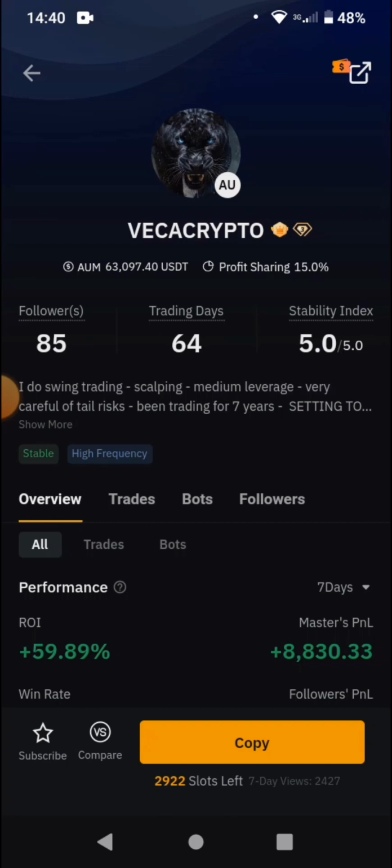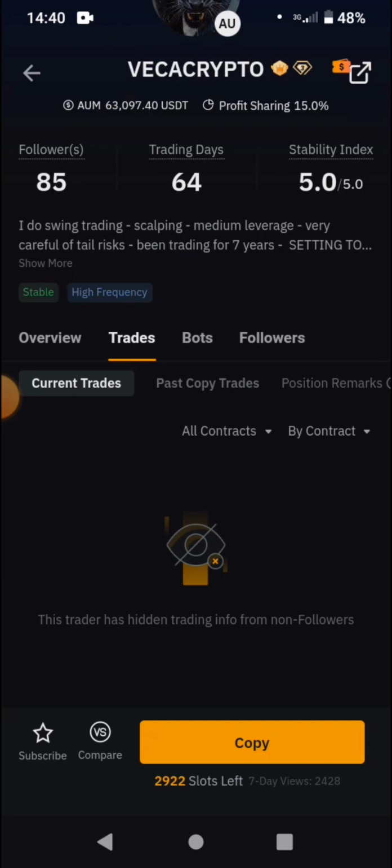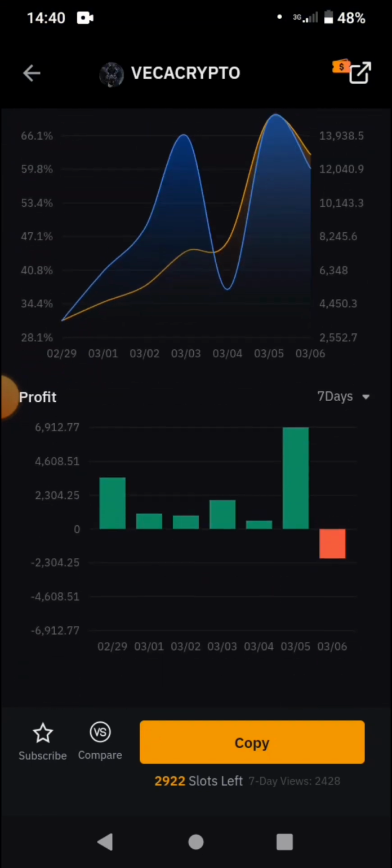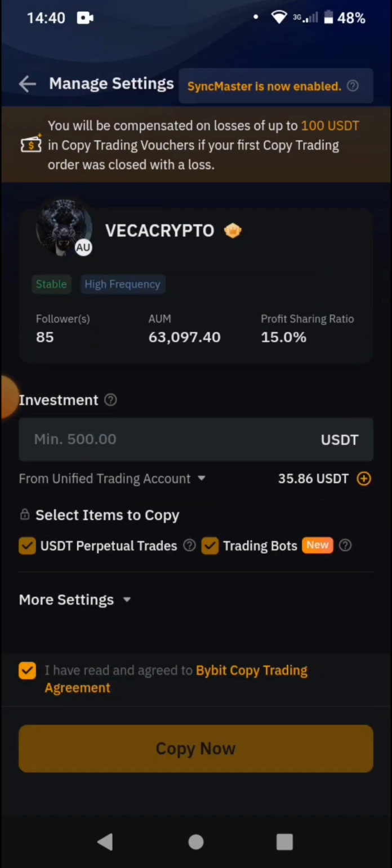The profit sharing is 15%. You can just say, let's look at the trades. Okay, this one is not showing the trades or the pairs. So if you want to copy, you just type in copy. You already know, right? This is 500 minimum. There are some where you put 50. They allow you to copy with what? $50. All right. You just have to take your time to look for this one.